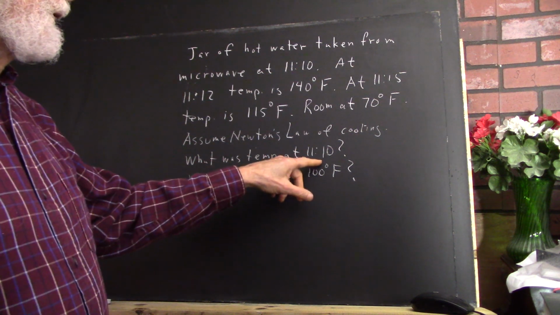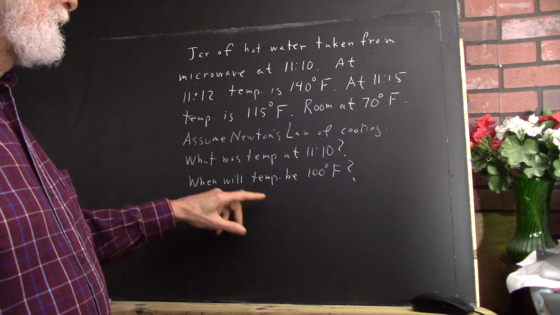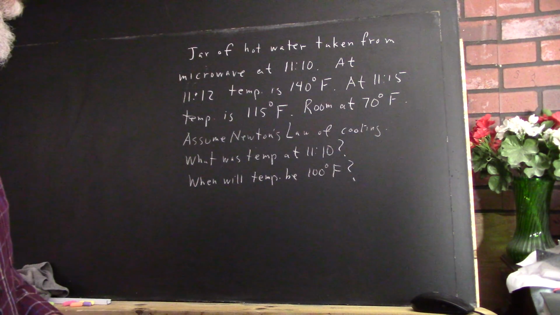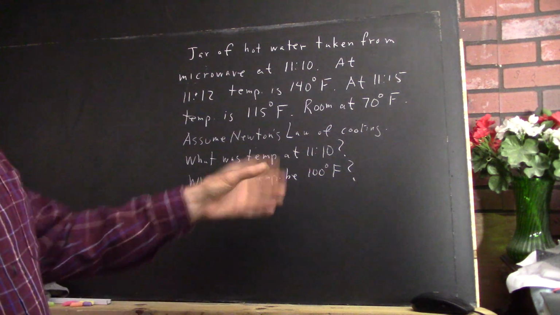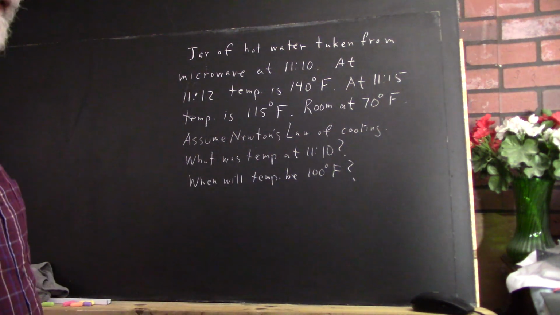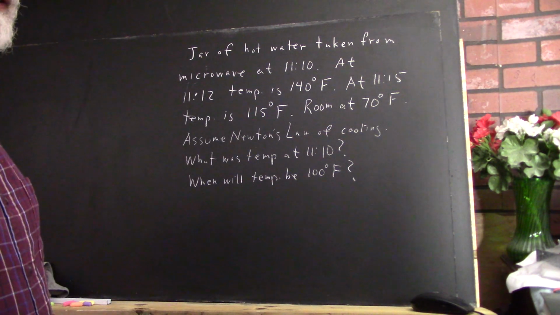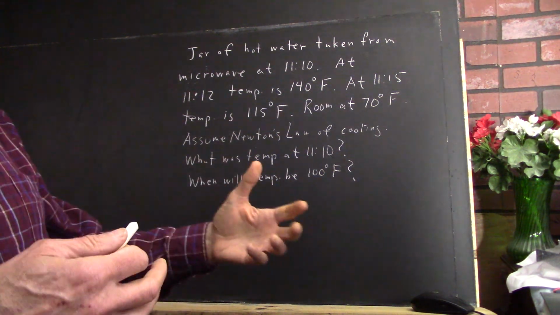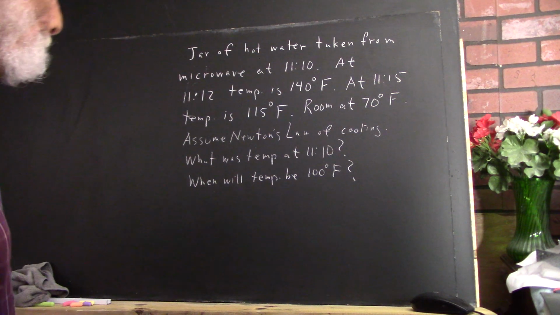Ask what was the temperature at 11:10. When will the temperature be 100? Okay? Because when the temperature is 100, we dump this in with something else and put it in the oven, so it starts out at just the right temperature in the oven, so the recipe works, and you're not eating undercooked or overcooked food. Okay.